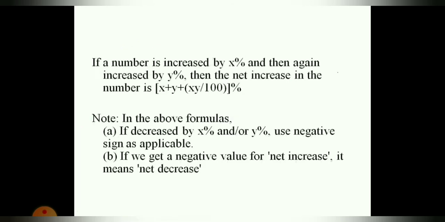If A is r percentage less than B, so this is next, percentage increase decrease. If a number is increased by x percentage, then again increased by y percentage, the net increase in the number is x plus y plus xy by 100. Actually, if it is increasing, we have to give the sign plus. If it is decreasing, we have to give x as negative.